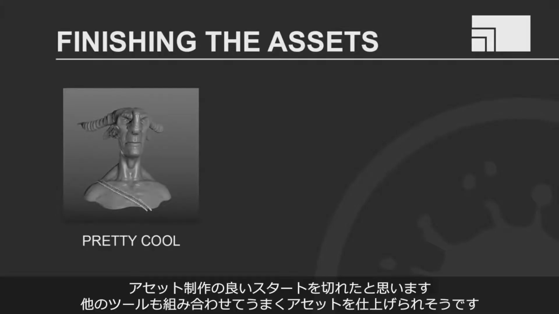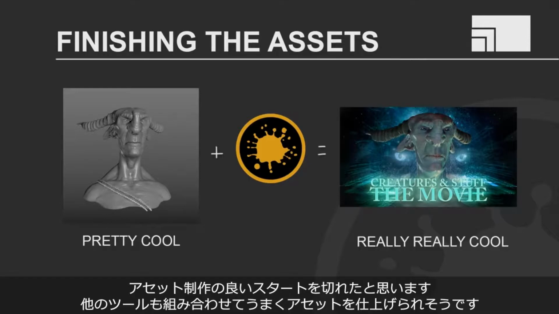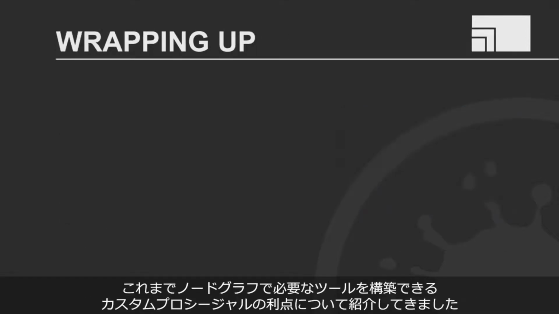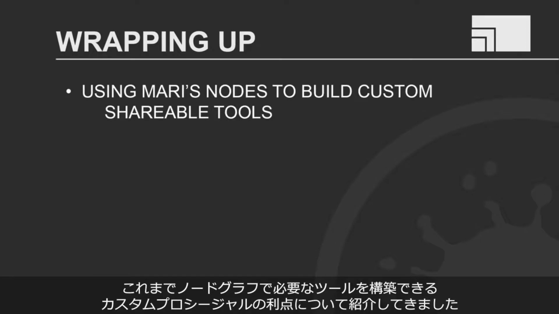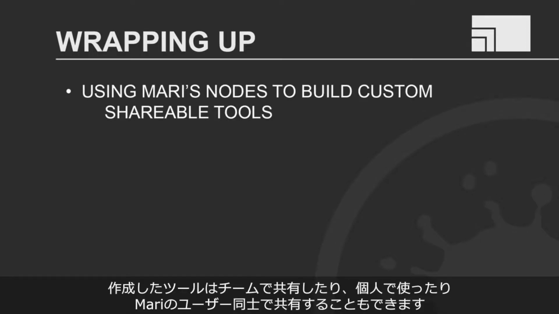Our assets are already starting to look really great, and with the rest of Mari's toolset, we can further refine the procedural stuff that we've built today into some AAA hero quality work. I hope I've shown you the power and customizability of custom procedurals. Using Mari's node graph toolset, we're able to create any type of tool we want and bundle it up into an efficient and shareable package to either use on our own separate projects, with other team members, or with other Mari users around the world.